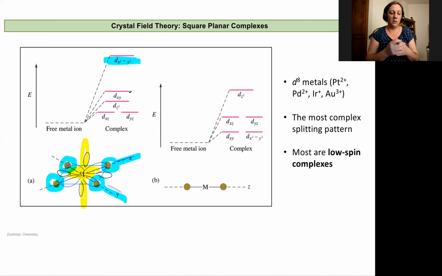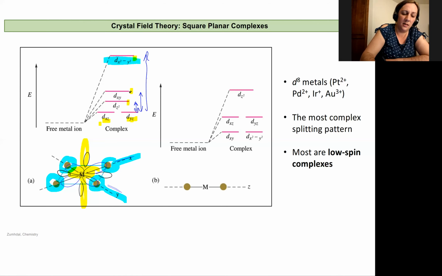And so here for our square planar complex, we see that we only have 2 of our orbitals that are at the same energy level. And then our dz squared is a little higher, our dxy is a little higher, and our dx squared minus y squared is the highest and significantly higher than the rest. And so when you're thinking about this, there isn't this one crystal field splitting energy anymore, right? We can see transitions here, here, here, in between here.